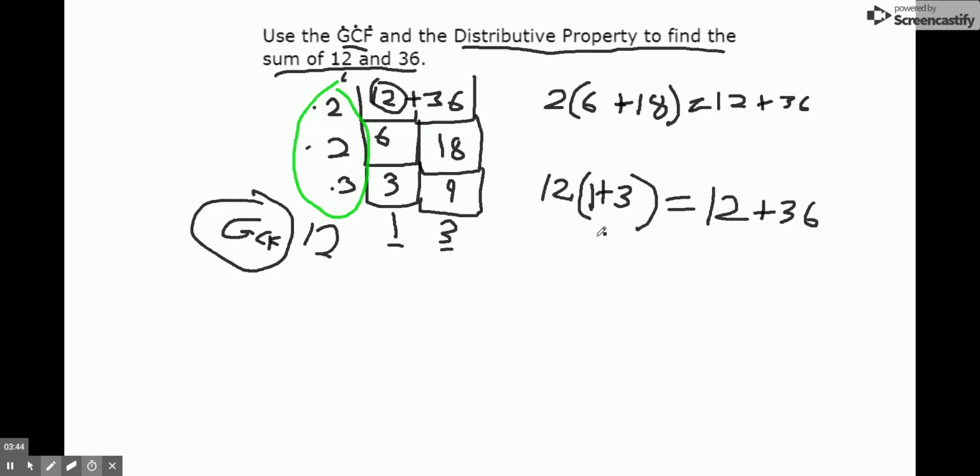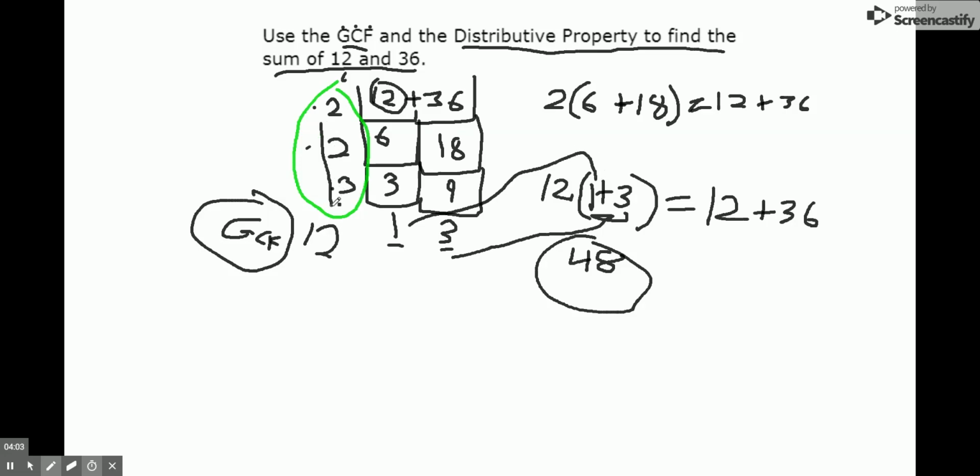All right, so to figure this one out, how do I do it? I can do 1 plus 3 is 4, right? And then 4 times 12 is going to be 48. And 12 plus 36 also equals 48. So that's going to be the distributive property piece here. Your 3 goes over here. The 1 comes from here. And the 12 comes from multiplying all of those together, your GCF.